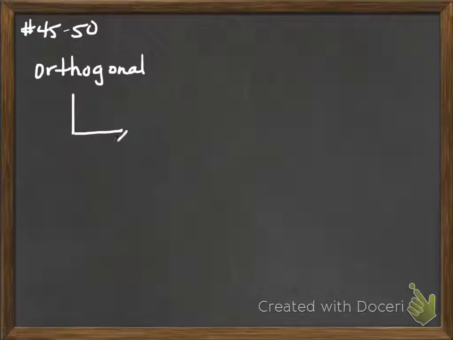Alright, so for 45 through 50, they're asking you to determine whether the vectors are orthogonal, parallel, or neither. So let's talk about orthogonal vectors. Orthogonal vectors are two vectors that form a 90-degree angle. When we talk about vectors, they don't use perpendicular, they use the term orthogonal. And they're going to ask you to use dot product and a formula for these, and I'm just going to show you how to use slope, because you already know about slope.